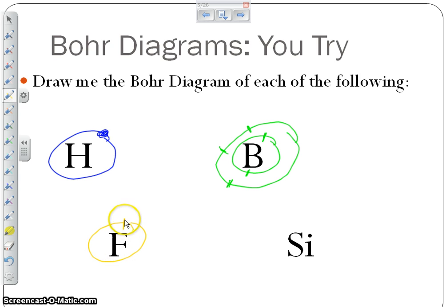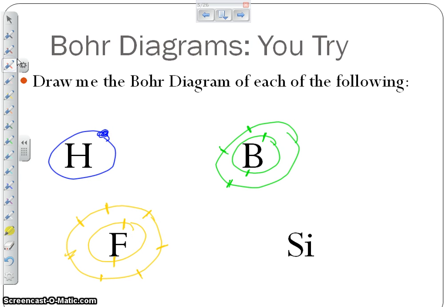So again, I'm going to have 1 and 2 on the inner, and being that I've got 7 left to go, that's not going to completely fill up the second ring, so I know that all 7 are going to fit on that outside ring. 1, 2, 3, 4, 5, 6, 7. Okay, so that gives us 9.